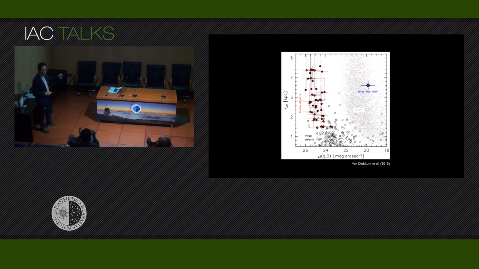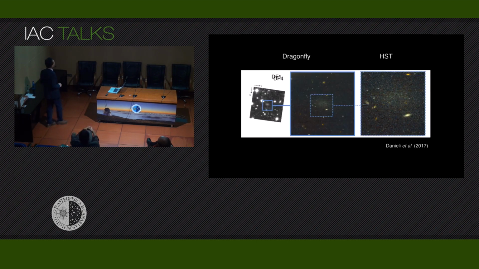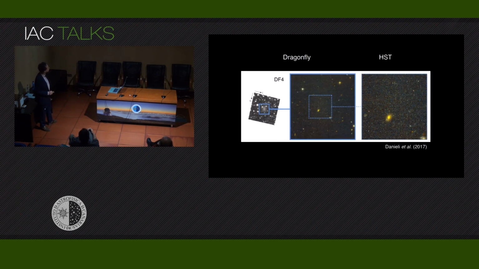Now, these guys, of course, have been followed up with HST, and those are nearby enough that you can actually resolve them into stars with HST. But you will be hard-pressed to detect these things with HST. HST has not been designed to look at diffuse objects, but actually to resolve star counts.